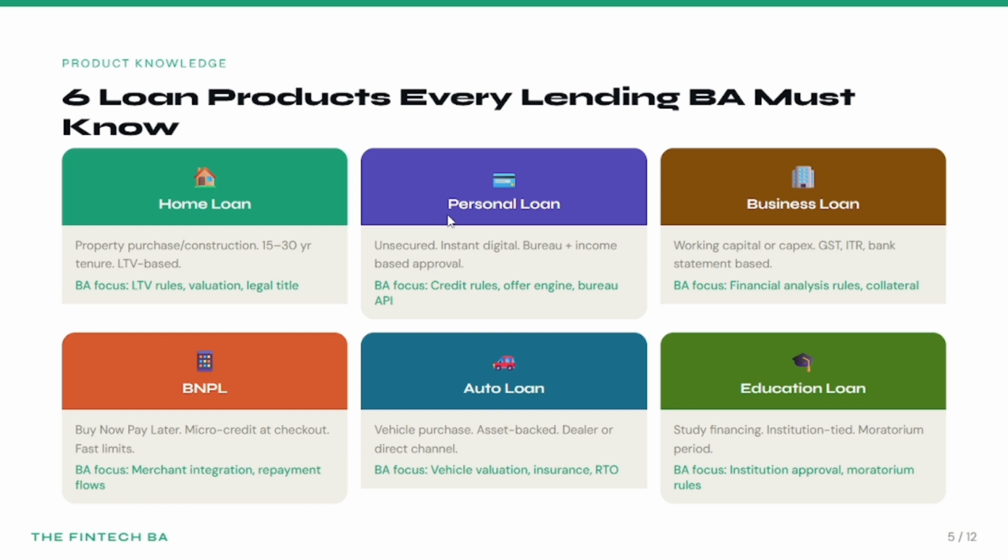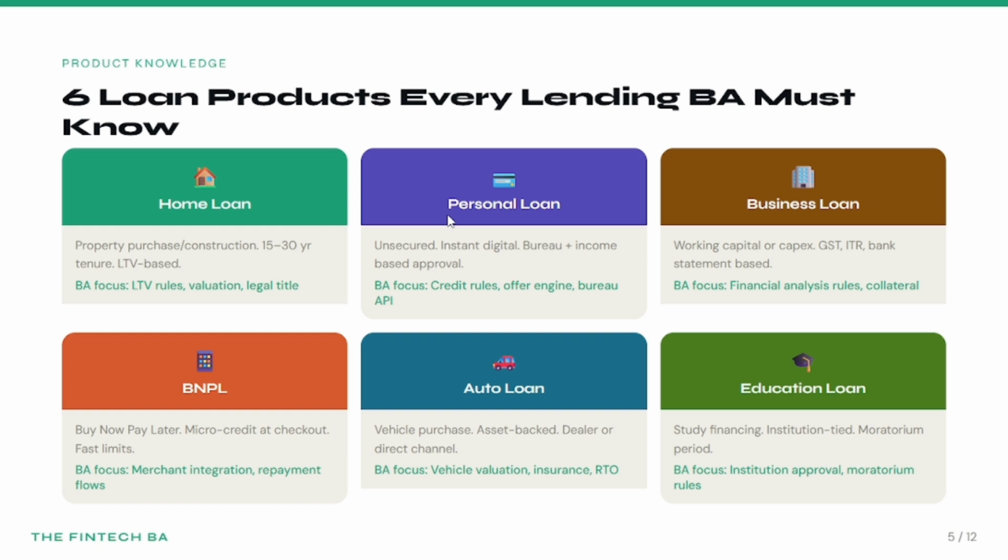And let's talk about auto loans a little bit. It's asset-backed lending against a vehicle. There are unique requirements around vehicle valuation, market value versus book value, condition assessment, and insurance policy linkage. The vehicle must be insured, and the lender must be named as an interested party. RTO hypothecation. So these are the things which come under auto loans.